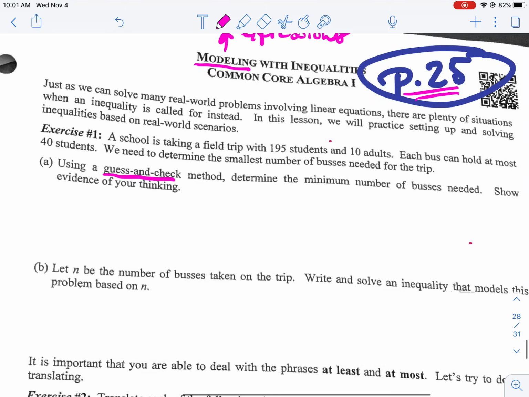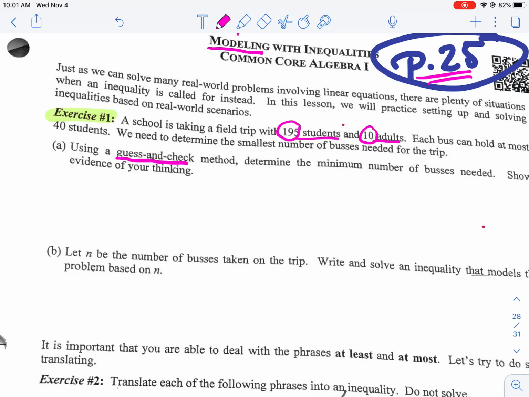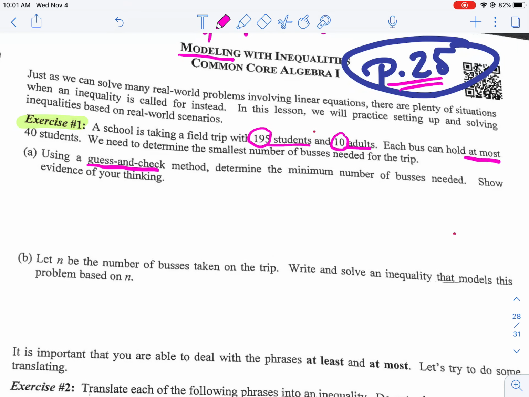So let's go through and use our strategy for solving word problems. The first thing we want to do is read through the word problem just once and take note of the key parts of it. For exercise 1, it says a school is taking a field trip with 195 students. Any place I have a number, I'm going to circle it. And 10 adults. Each bus can hold at most 40 students. We need to determine the smallest number of buses needed for each trip. I've highlighted 195, 10 for adults, and at most 40 students.